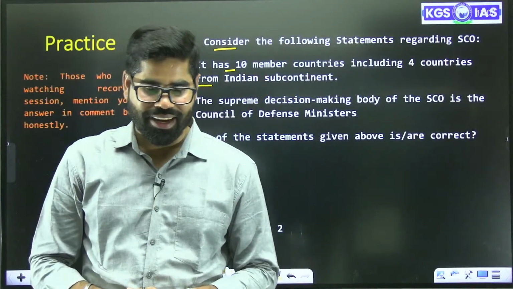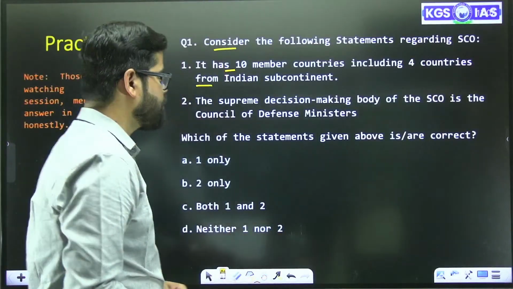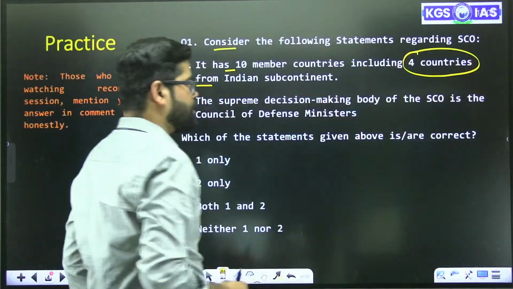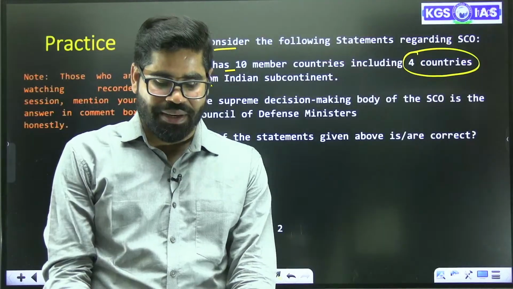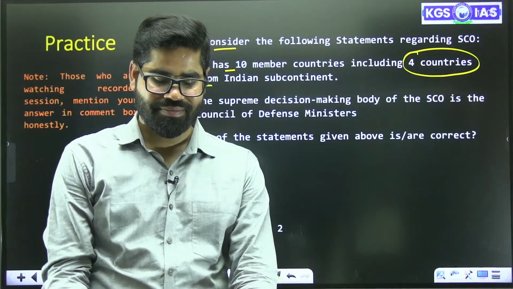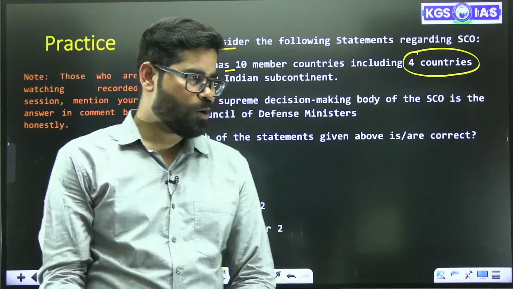So tell me, how come everyone is going for option A? Tell me the names of 4 countries from the Indian subcontinent region. Who are the 4 countries?